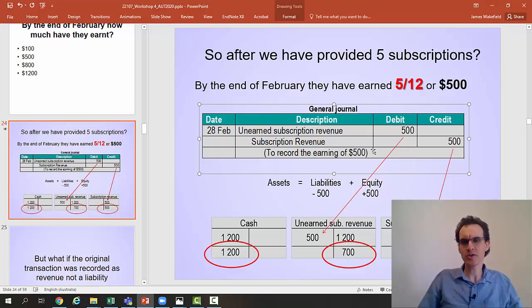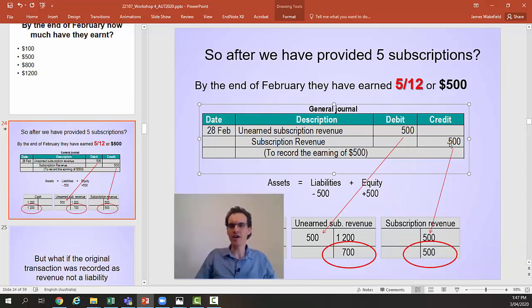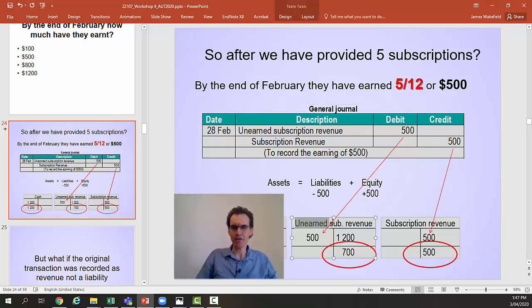So we credit subscription revenue for the $500. Now, what you will notice here, as I mentioned earlier, is that there is one account that is affected in the balance sheet and there is one account that is affected in the income statement. So liabilities are being decreased in the balance sheet and subscription revenue is being increased, which is reflected in the income statement.